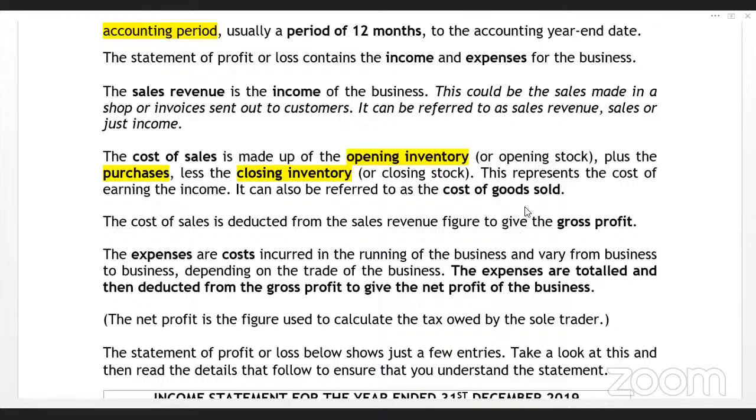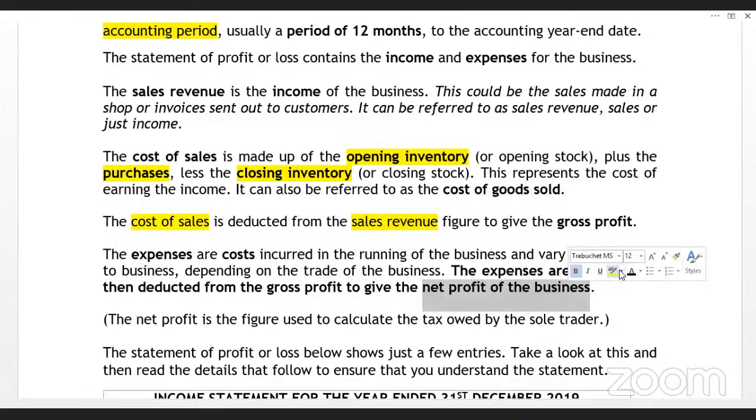And to get the gross profit, we get our sales revenue, the money you've collected from sales. Then you minus what we call the cost of sales. Then you get what we call the gross profit. But I've told you that is not your final profit. Why? Because there are some other expenses you incur for you to run the business. Those expenses have to be deducted from the gross profit to arrive at what we call the net profit of the business.